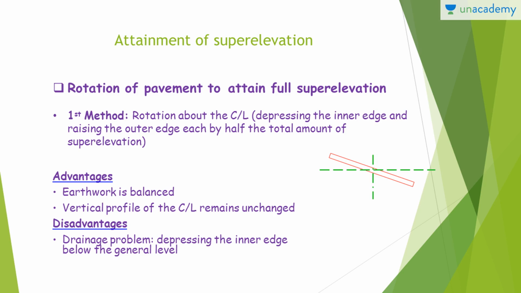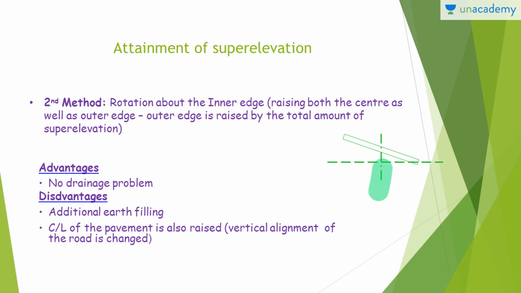In the previous one, you could see the central line was fixed. The center point was fixed. In this, the center is raised, so that is another disadvantage. Although the vertical alignment of the road is unchanged, you can see this is the vertical alignment, that is the same. That remains the same. Okay. So these are the advantages and disadvantages of the second method.